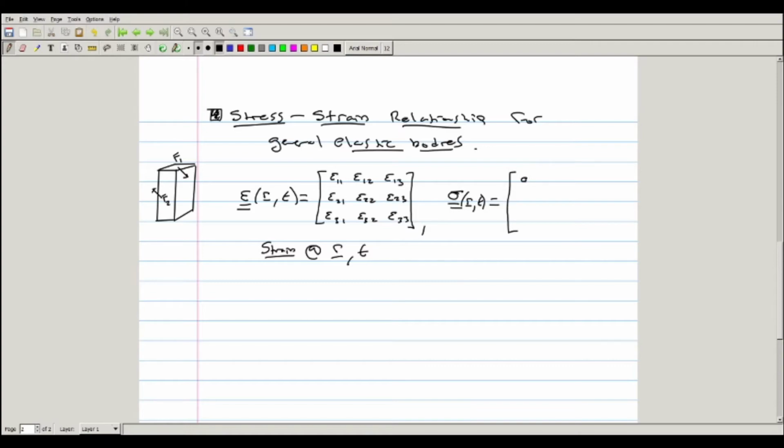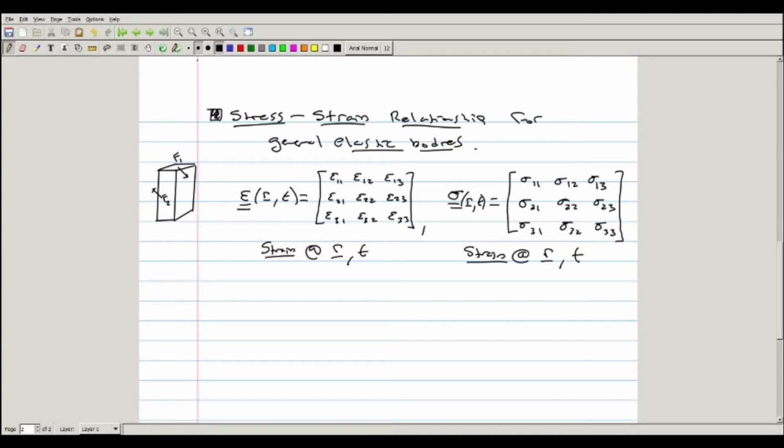And this is, again, going to be sigma 1,1, sigma 1,2, sigma 1,3, 2,1, 2,2, 2,3, and so on. This is called the strain at point r, time t.